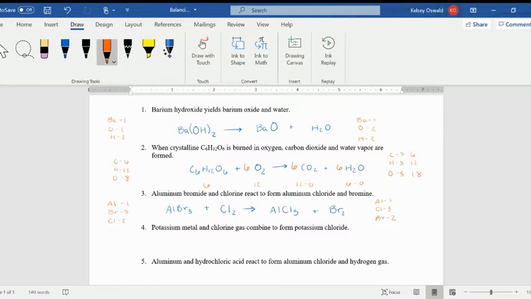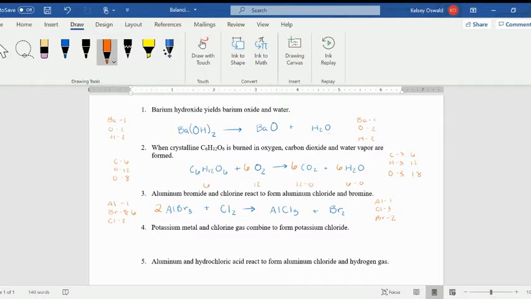Okay, so if we look, we have one aluminum on either side, so aluminum's good. However, we have 3 bromines on our reactant side and only 2 on our product side. So we need to think, how can we get that 3 and that 2 to be equal? We know 3 and 2 both go into 6. So if I want to have 6 bromines on my reactant side, that means I'm going to have to use 2 AlBr3s. Because if I have Br3 2 times, that's a total of 6 bromines.